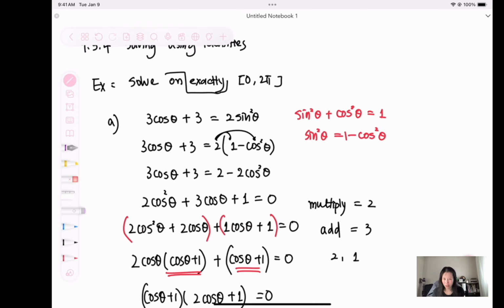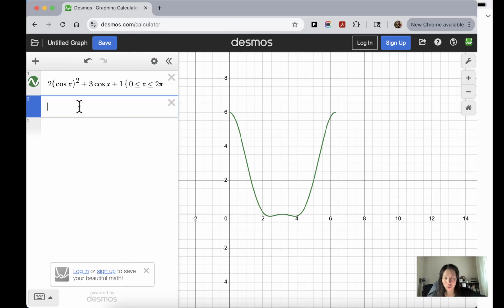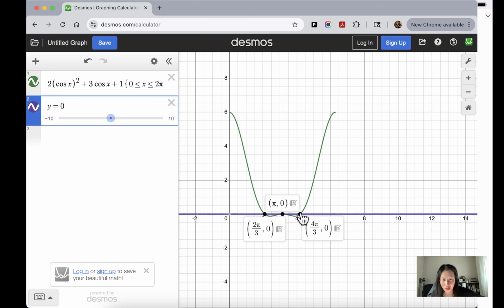How do we know which point is the answer? Because we want it to equal 0. So when we look at the graph, we want to find when y equals 0, where do they intercept? They intercept at these 3 points. So these 3 points will be our answer: 2 pi over 3, pi, and 4 pi over 3. So decimal, or the graphing, is super powerful. It will help us to check our answer.